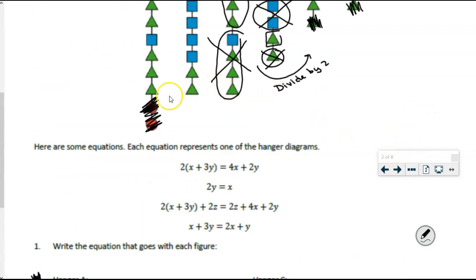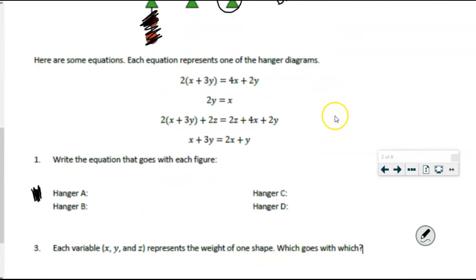Now that we have figured out what's going on here, take a second now and converse about this. Match the hangers with the equations. Pause the recording one more time to get that done.